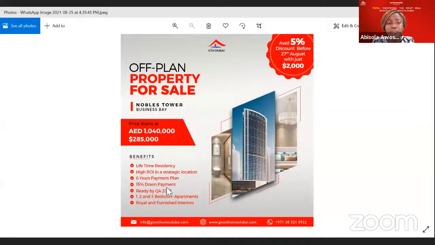So this project is going to be ready in 2023, and has 1 bedroom, 2 bedroom, and 3 bedroom apartments, and it's a royal and furnished interior. It comes with furnished interiors, but without white goods. This is the best investment for you. You are buying a property at half the current market price. That is what you're buying at the moment.